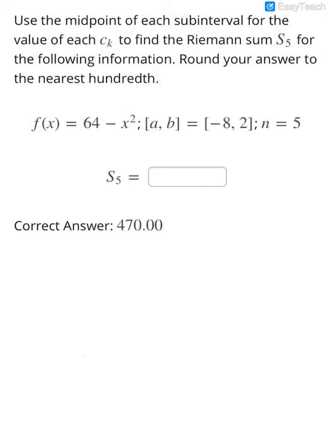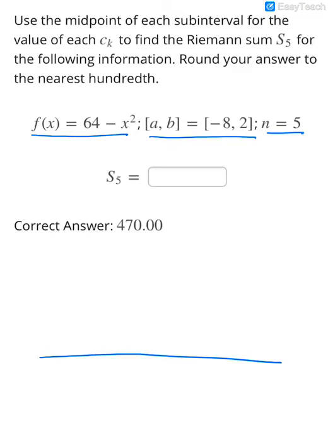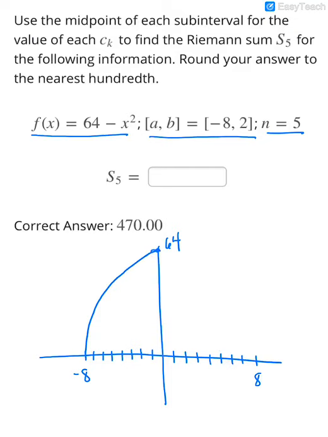Okay, on the third and final type of problem, again, they'll give you a function. They will give you an interval on which to find your rectangles, and they'll tell you how many rectangles to find. So in this case, we know that it's going to be hitting at 64, and it's going to be crossing at 8 and -8. But we're not looking at that whole interval. We are only looking from -8 to +2. So our rectangles will start at -8 and they will stop at +2. This is a distance of 10. If we divide that by 5 rectangles, each rectangle will have a base of 2.